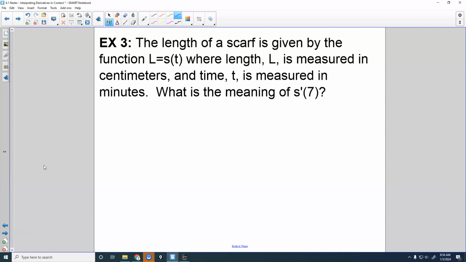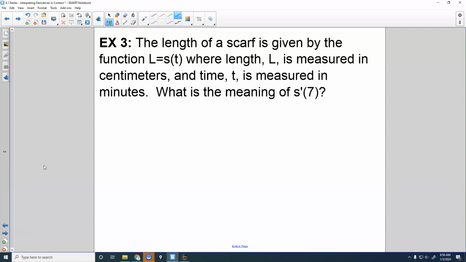So a lot of times in a real FRQ, they'll give you the equation for S. They'll ask for S prime of 7, but they will ask you to tell what it means in terms of the context. And you'll get a point for doing the math, which a lot of times is not difficult math. And then you will get a point for the meaning, which is really the harder part of the question.